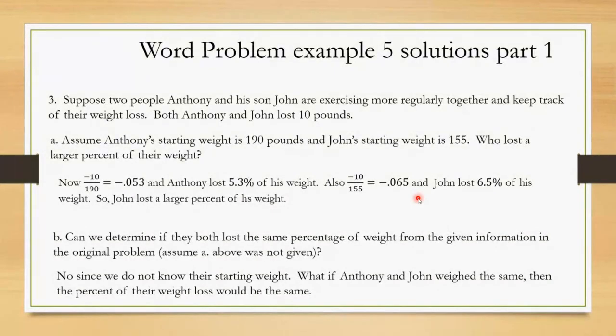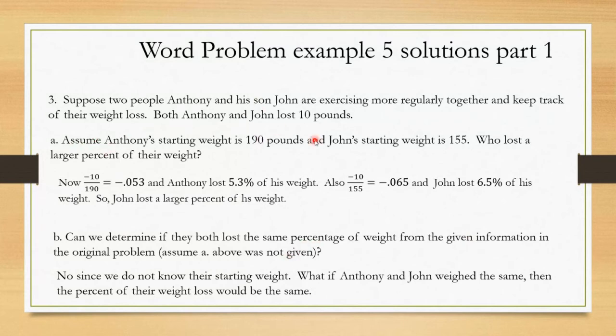Okay, again, the numerator, the absolute change, is the ending value minus the starting value, over the starting value. And they basically give you the starting value here. They don't give you the ending value, but that's okay because they give you the change. So here it was 190 for Anthony. John's starting weight was 155. Although you could get their ending weights.